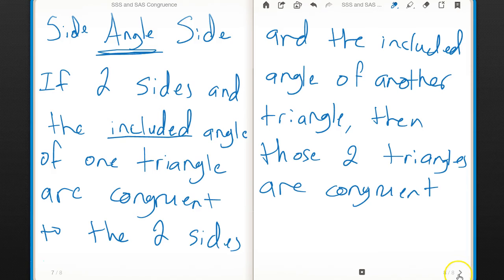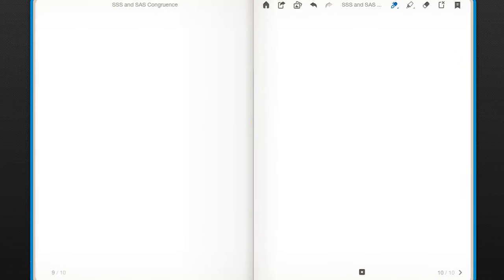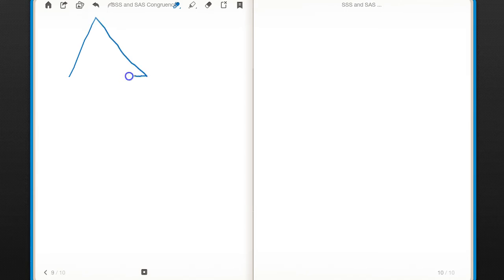Let me go over this included side. We know what that means. Included angle. So we have a triangle, and we want side, angle, side. Here's a side. Here's another side. Now I know there's another one, but I only picked these two. Remember, the angle has to be in the middle between the two sides. Side and side. Which angle?